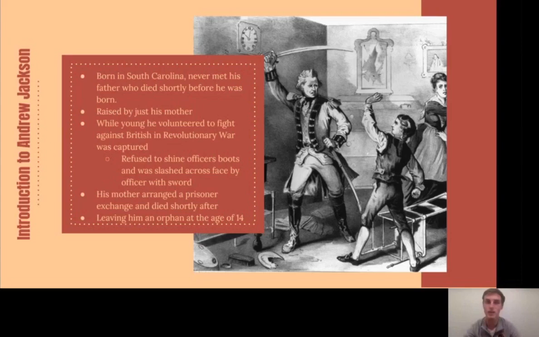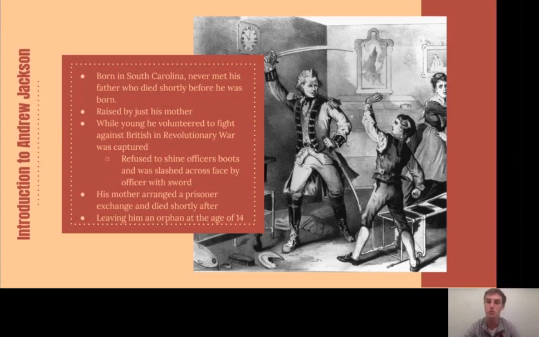One thing that happens is he actually joins the 13 colonies and fights against the British during the Revolutionary War and gets taken prisoner, him and his brother. The British officer, and you can see this in the picture, while he's imprisoned, commands Andrew Jackson, the boy, to shine his boots. And Andrew Jackson, a stubborn person, as we're going to come to find out, refuses and starts arguing, saying, "No, I refuse to do that." And this officer pulls out his sword and slashes Andrew Jackson across the face, and he actually bears that scar for the rest of his life.